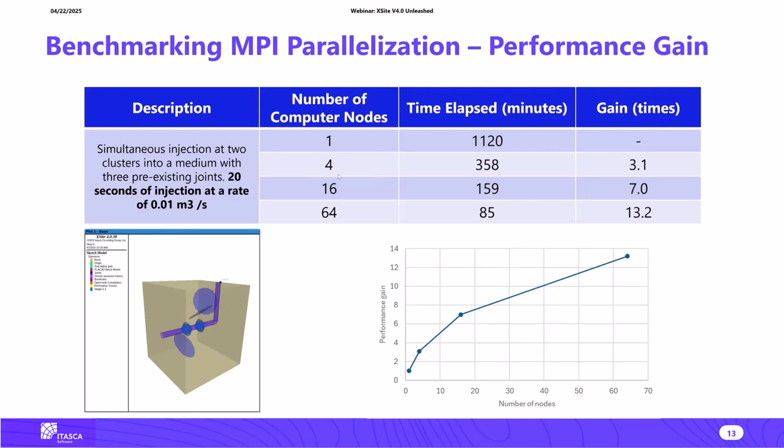But we do see that, let's say, for 64 nodes, we have gains which are greater than 10. In this particular case, 13.2. And we also expect that with the Metis library, these gains will be even better.